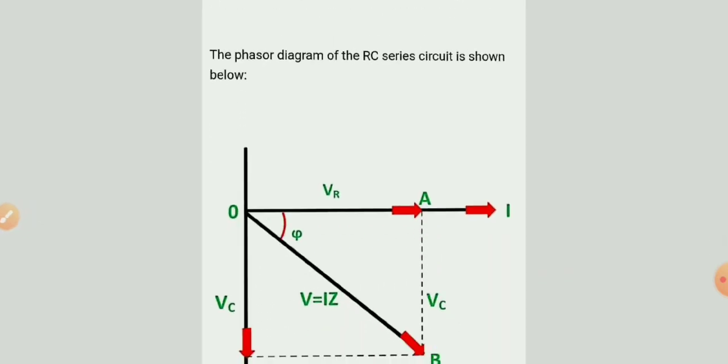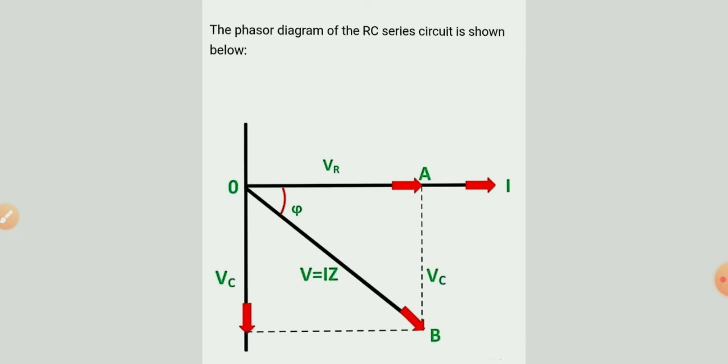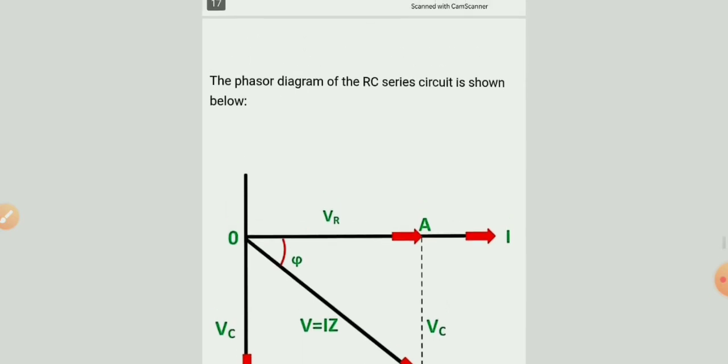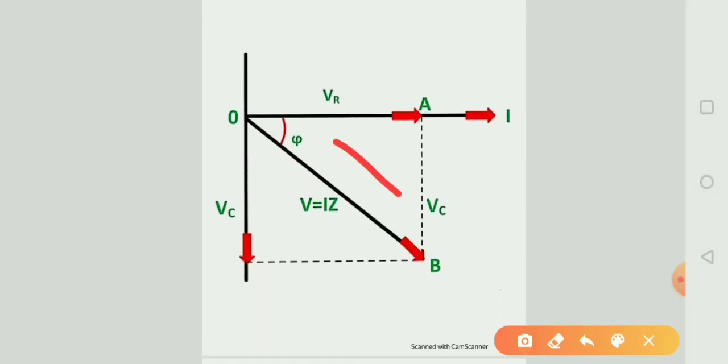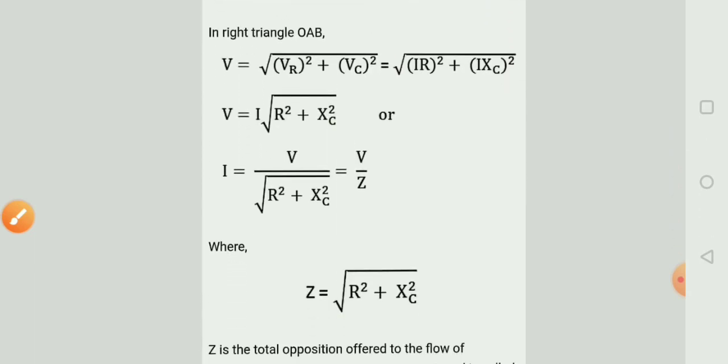This is the phasor diagram for the RC circuit. We know that in a capacitor the voltage lags the current by 90 degrees, and the current leads the voltage by 90 degrees. So the total voltage is the addition of VR and VC. So in the RC circuit, the current leads the voltage by some angle phi, or the voltage lags by phi.